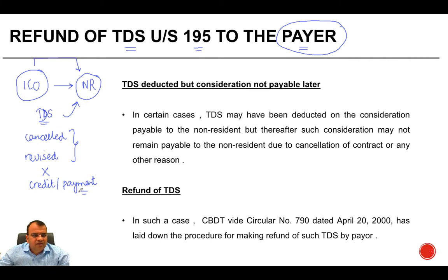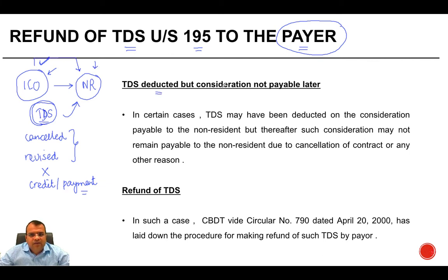So if for any reason the TDS was deducted and deposited by the Indian company and the contract got cancelled, which resulted in a higher deduction of TDS, then generally the Indian company is allowed to claim the refund of this excess TDS. The reason for that is, if the non-resident did not get income, he obviously should not be entitled to the credit for such TDS, right? So how that refund has to be obtained is what we are going to discuss now.